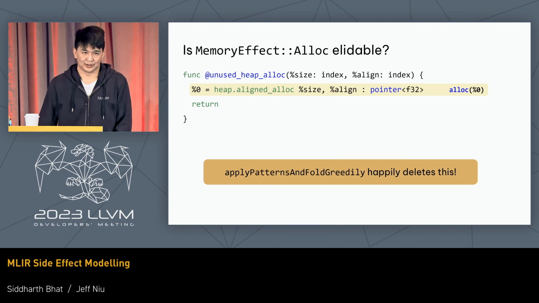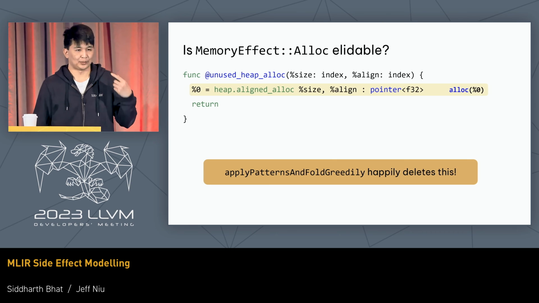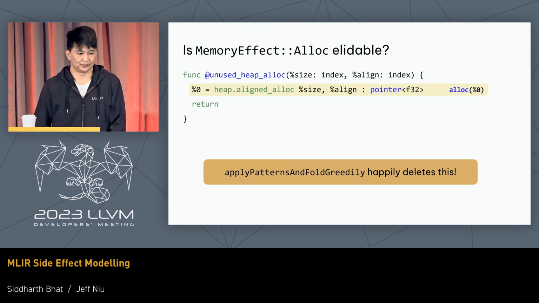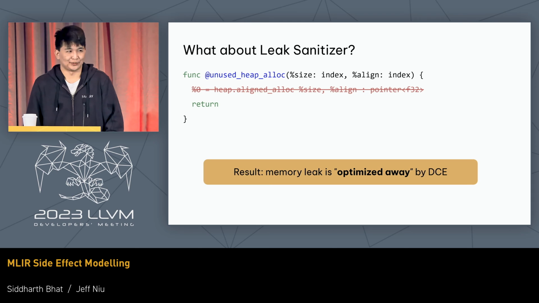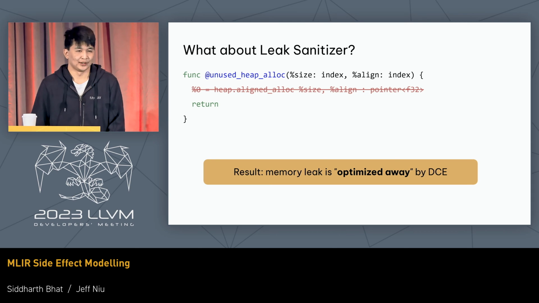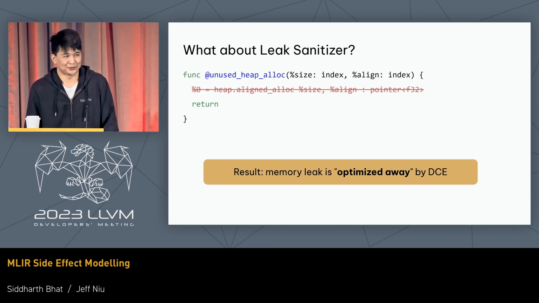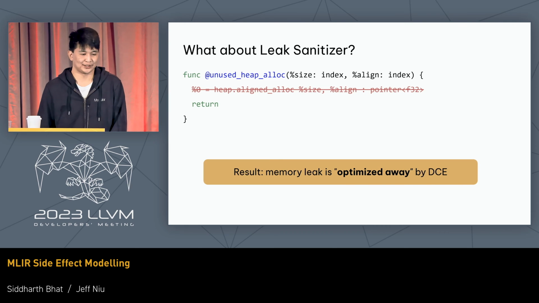Now, there's another thing that MLIR does with side effects in dead code elimination, which is that it deletes operations with allocation effects where the allocated entity is not used at all. This is interesting because if you have leak sanitizer running on your program, MLIR has just optimized away a memory leak. And there are some questions as to whether this should be allowed behavior, as to whether a memory leak is a side effect beyond just the allocation.